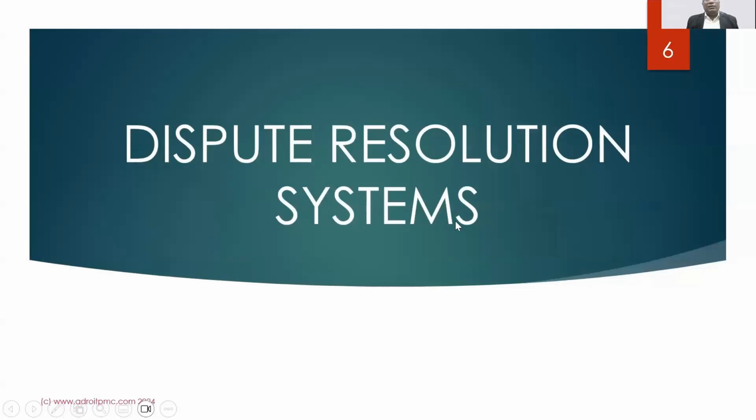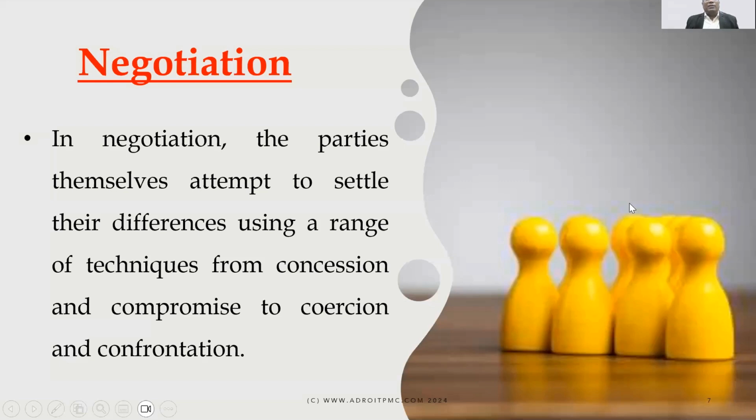Now we will quickly run through, just to refresh your memory, the different dispute resolution systems we have before embarking on the actual arbitration. We all know negotiation, which involves two parties settling their differences without the interference of a third party. It is a very, very informal system without any coercion or confrontation.